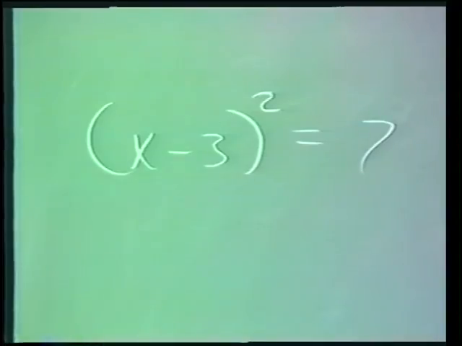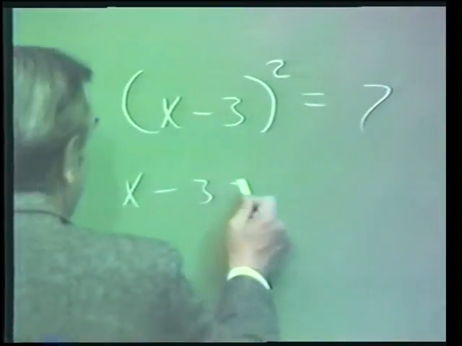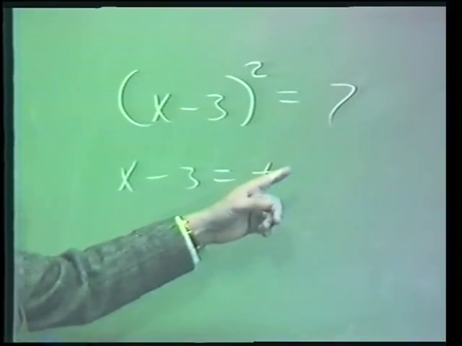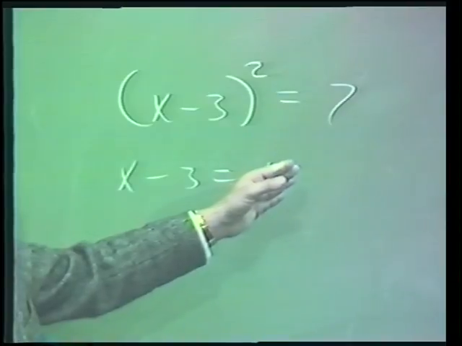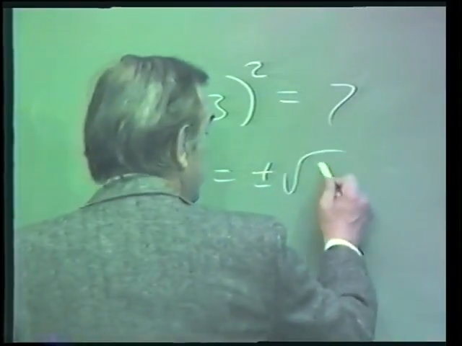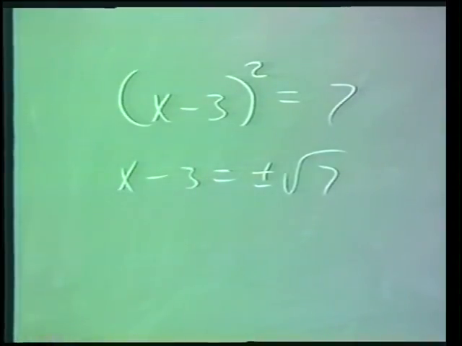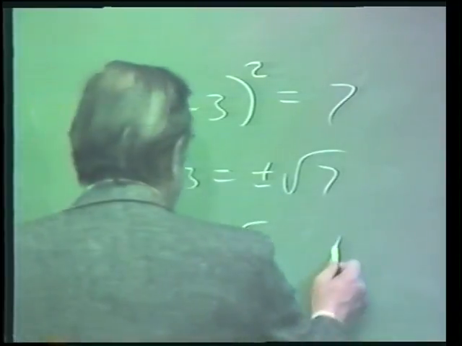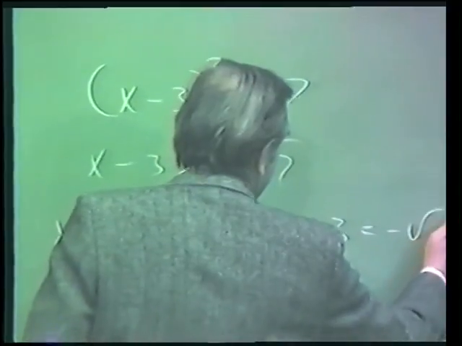Okay, if we take the square root of both sides here, if I take the square root of the left, I get x minus 3 equal plus or minus. If I take the square root of the right side, I get what? The square root of 7. I don't get 7, I get the square root of 7. We now solve this. We have two equations. We have x minus 3 equal plus the square root of 7, and x minus 3 equal negative the square root of 7.